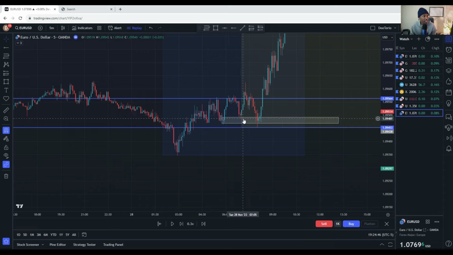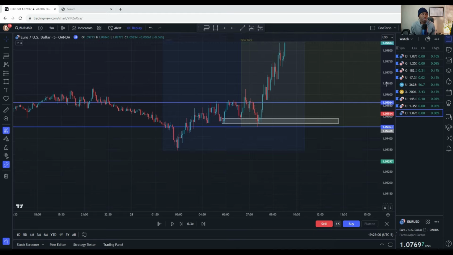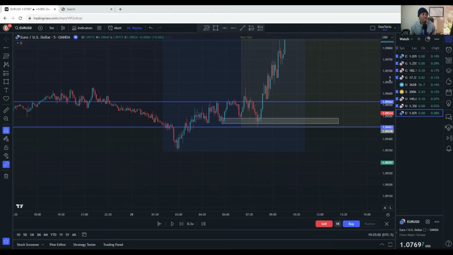Because you see it came down, it tested it here, tested it here a couple times and shot up. So yeah, that's a supply and demand zone. You want to hit it when it's as low as it goes, and before it makes its highest high. So yeah, that's supply and demand. That's supply and demand in a nutshell.